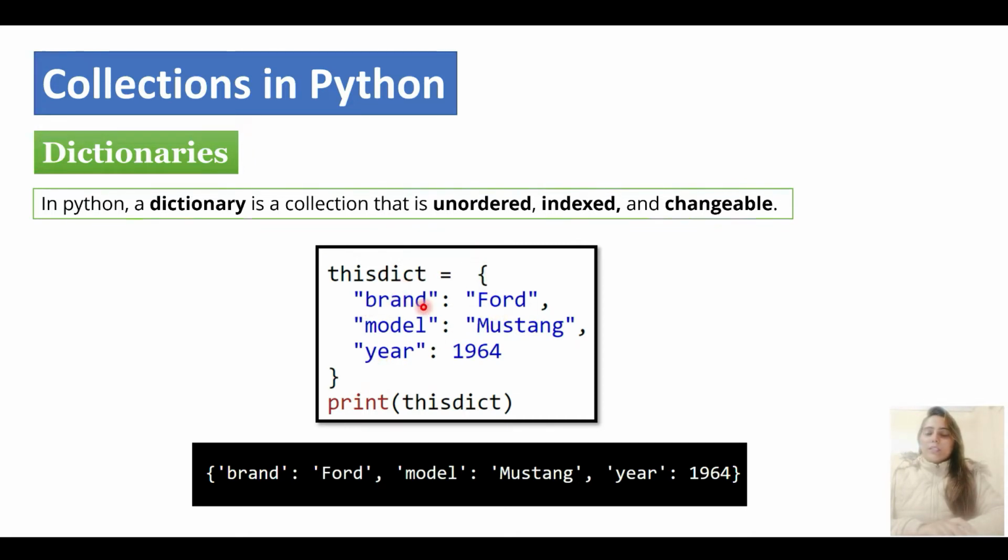So if brand is the key, the value is Ford. If model is the key, Mustang is its value. If year is the key, 1964 is its value. If I print this, it will print brand Ford, model Mustang, year 1964, all in order.